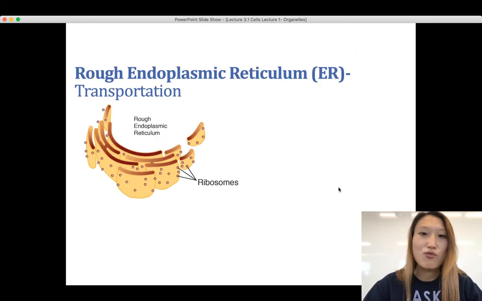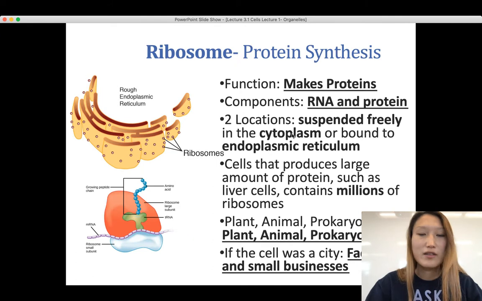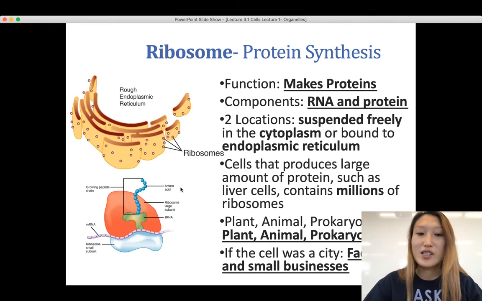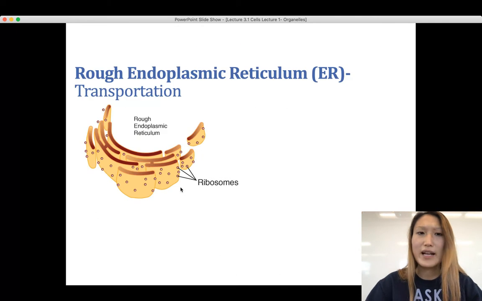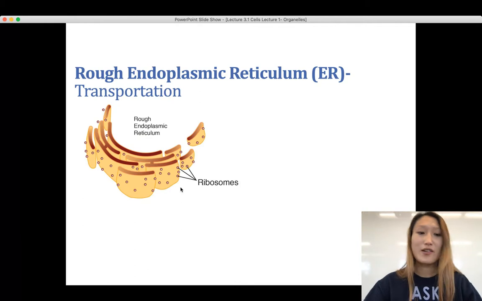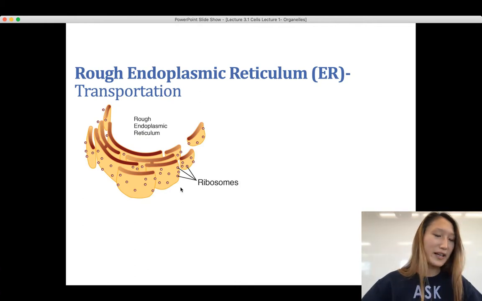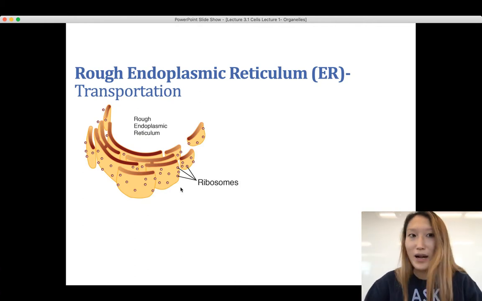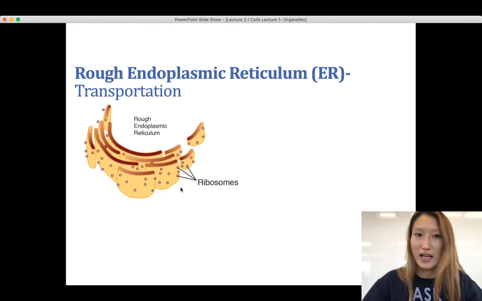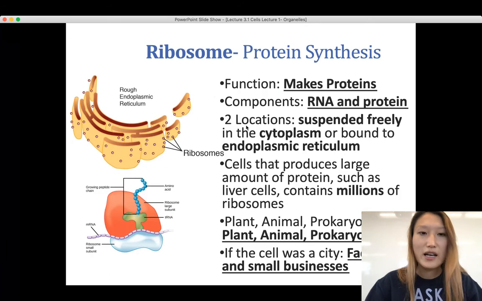Like I just said, the rough ER is rough because it has these ribosomes attached to it. So here's the thing. We have ribosomes that are just floating around, right? Those ribosomes will just make proteins that are used directly in the cell, right? It's kind of like you can make cupcakes, right? When you make cupcakes at home, where your mother makes cupcakes or whoever makes cupcakes, you can eat them directly at your house, right? You don't need to package it or anything. You just leave it inside a house, you eat it, right? Same thing with the proteins.